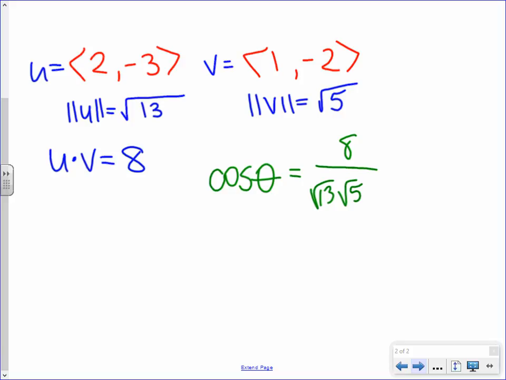Is there ever going to be an instance where we're given theta and u and we have to solve for v? No. Not in this class.